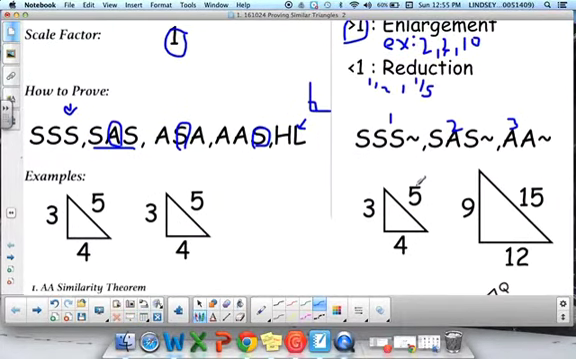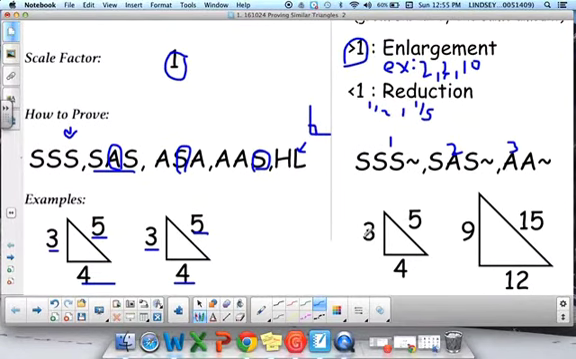So let's look at an example really quickly. My example for congruent was showing you that all sides are congruent, right? 3 is equal to 3, 5 is equal to 5, 4 is equal to 4. Cool. Now similar is a little bit different. I've got 3 going to 9. Hopefully you recognize here that I've just multiplied by 3. So do I have the scale factor here?